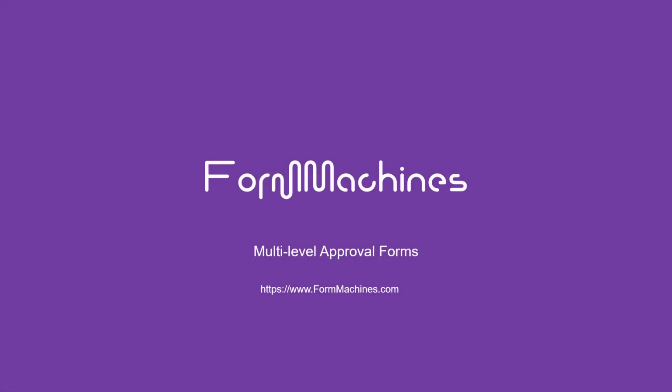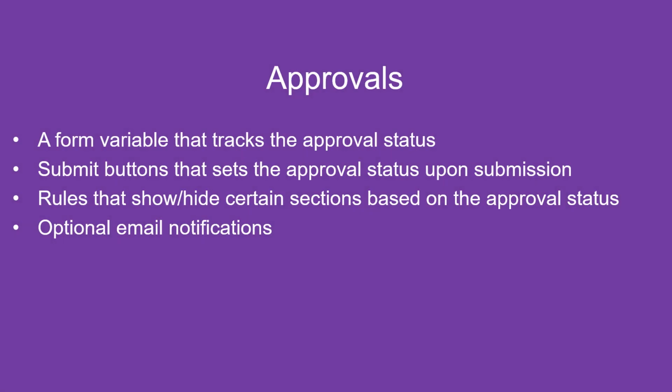Welcome to Form Machines. In this video, we will learn about multi-level approvals. It's common to track submissions through an approval process. Approval in Form Machines consists of a form variable that tracks an approval status, submit buttons that change approval statuses upon submission, rules that show or hide certain sections depending on the approval status, and an optional email address notification.